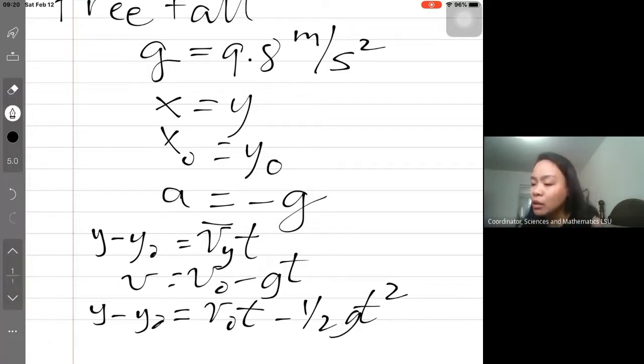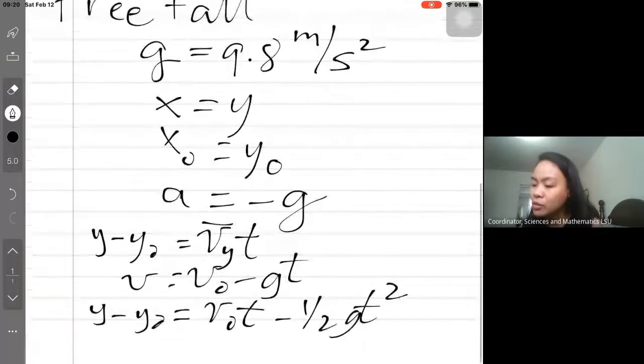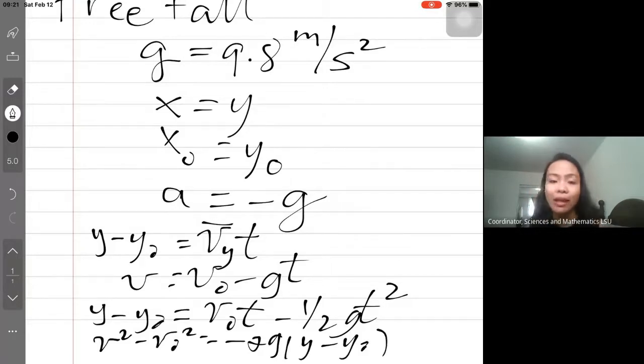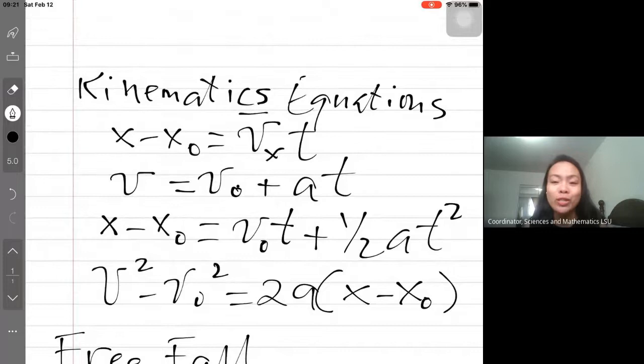Okay, so we have also, and I still use this part here. All right, very good. V squared minus V sub O squared would be equal to negative 2g times y minus y sub o. Okay, where did I take these equations? I take these equations from our kinematics equations above.